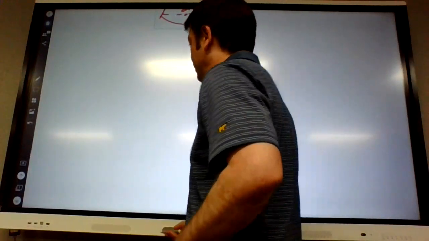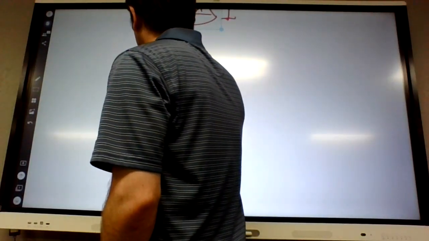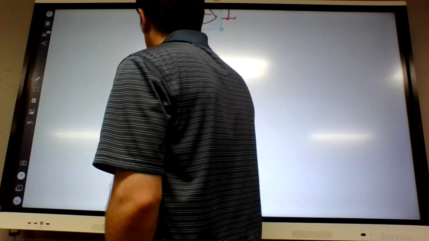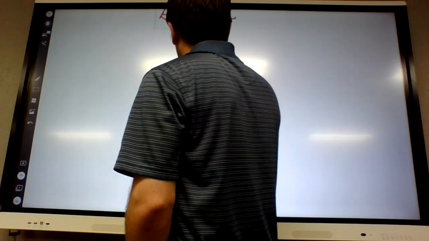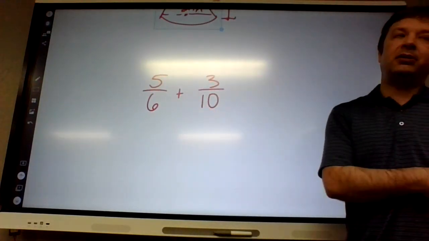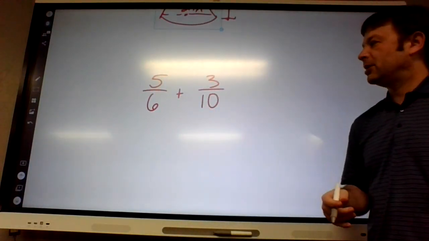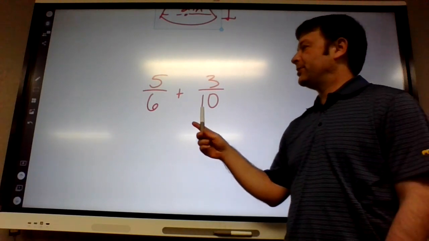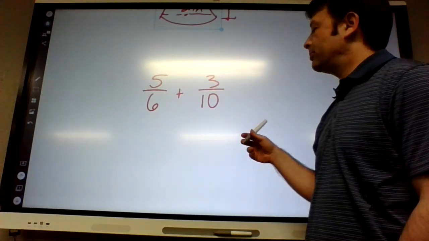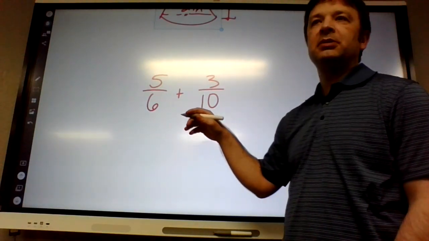To the magical time when we added fractions. So if I said like 5/6 plus 3/10, how do we add those together without a calculator? Common denominator. So like what do 6 and 10 both go into? 30. Well, did you just say 12?